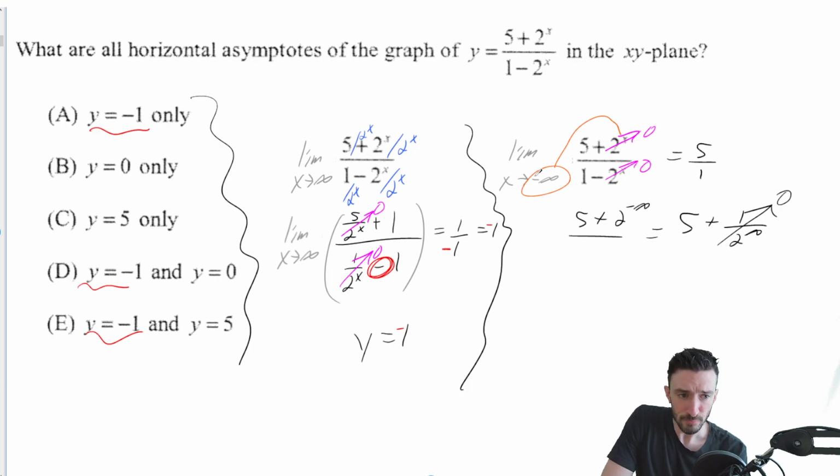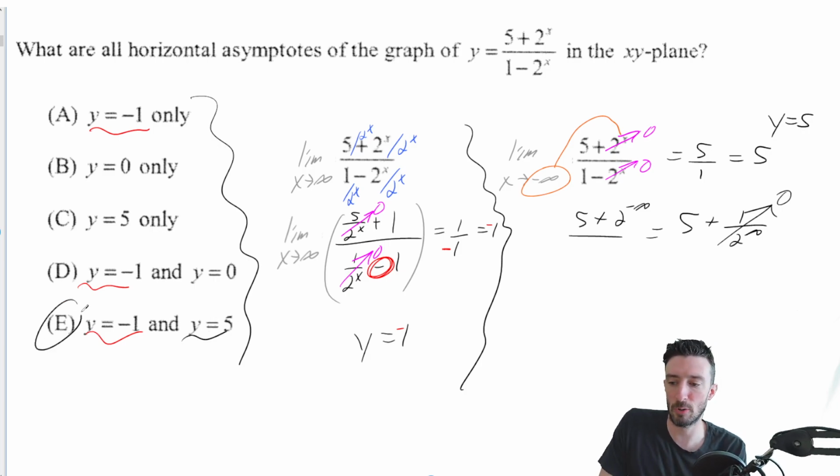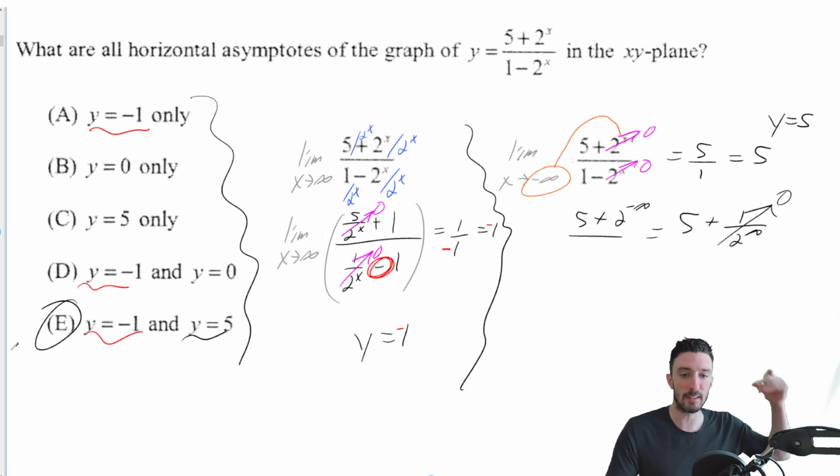Now, at this point, you can just call that 5. So y equals 5 is your other horizontal asymptote. Therefore, the answer is E.